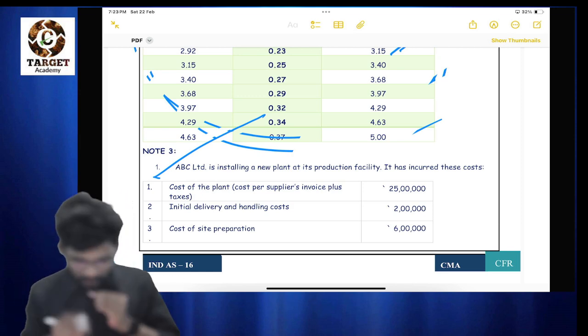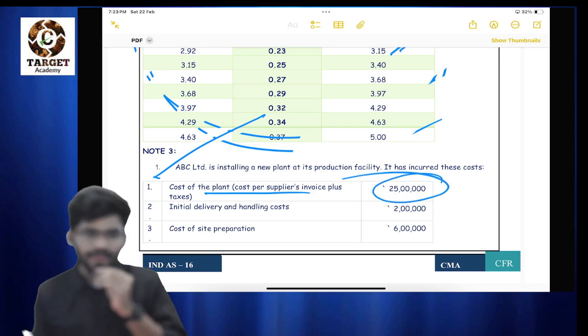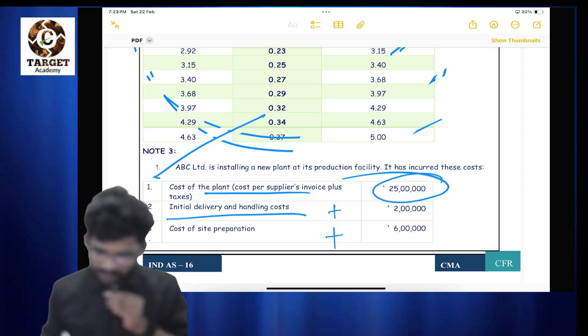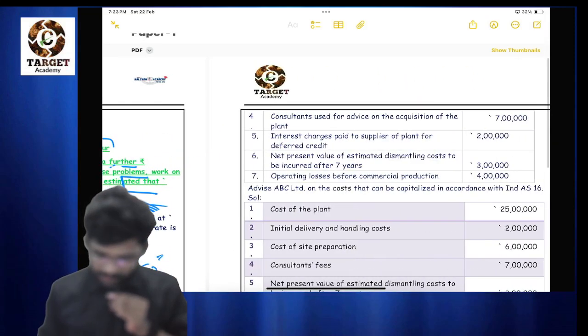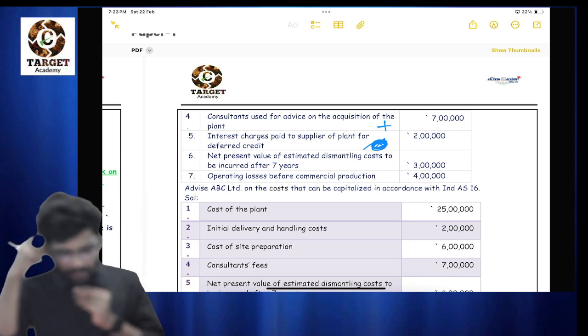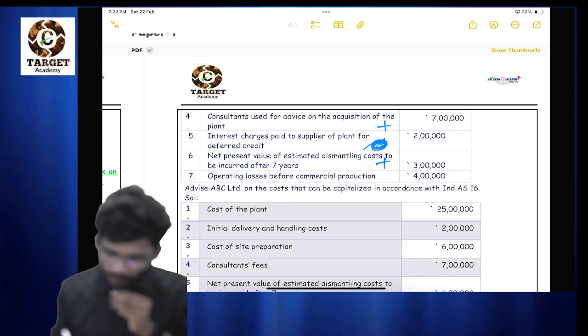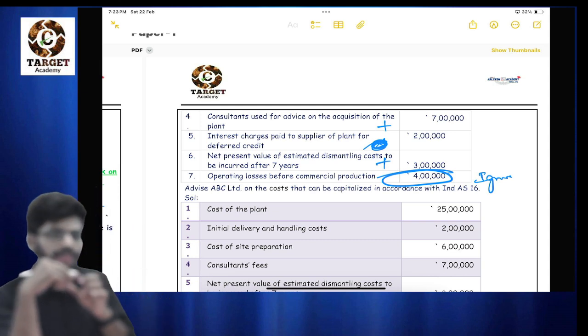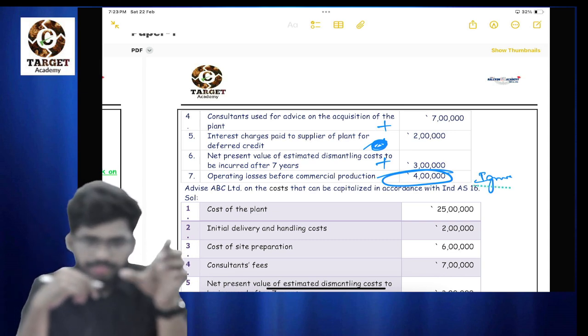Please tell me. Cost of the plant 25 lakhs. Initial delivery cost. Cost of site preparation. Next, consultant's advice for acquisition of plant. Interest charge. NPV, present value of dismantling cost. Operating losses, ignore. Okay. Clear.